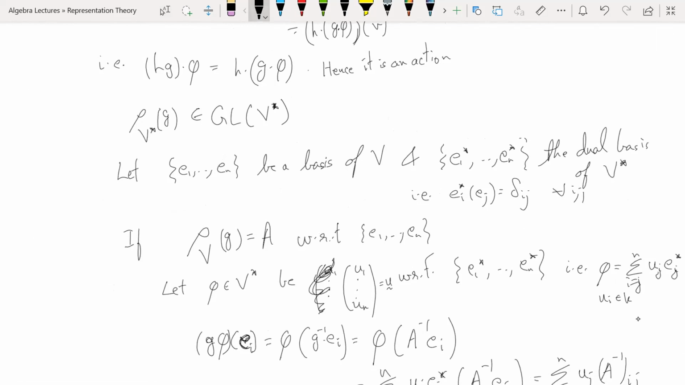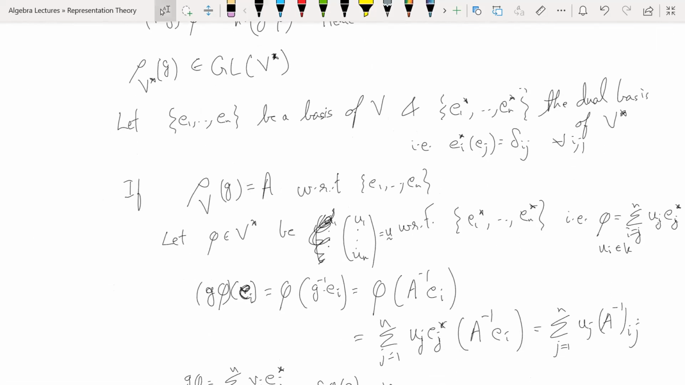So this phi is this thing. Okay, so now you think about it. You just replace phi by this formula. Then you get the sum over j equals 1 to n of uj ej star of A inverse Ei. But what is A inverse Ei? You're just picking out the ith row of A inverse. That is how matrix multiplication works, right? If you take any matrix and multiply by Ei, you are just picking out the ith row or ith column. What do you pick out?